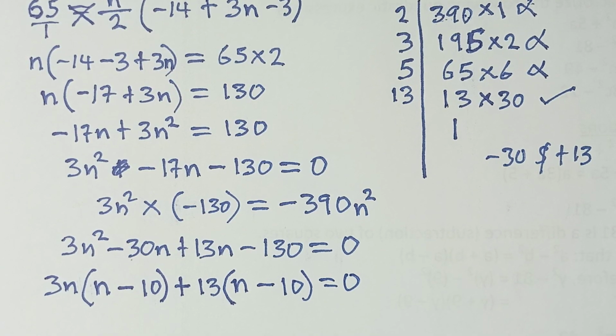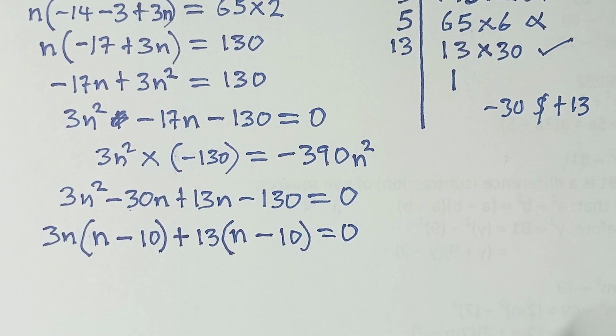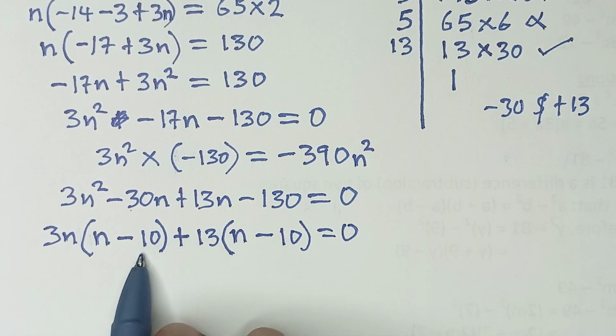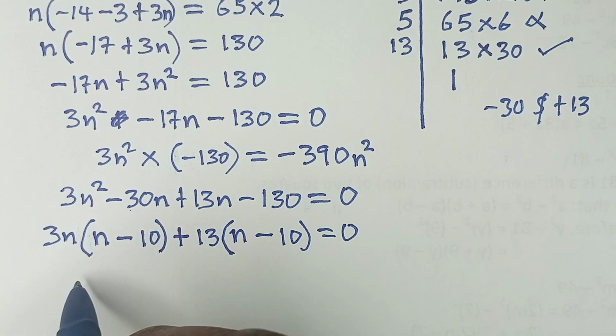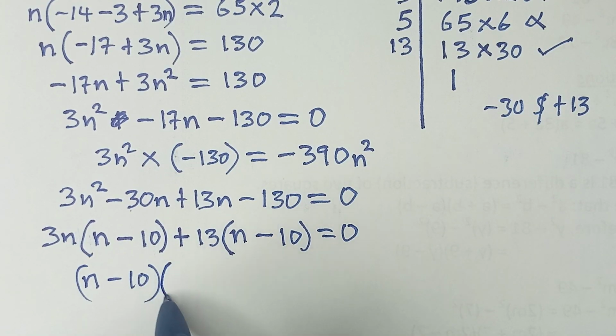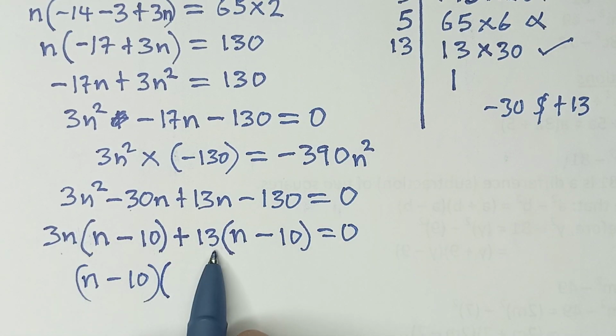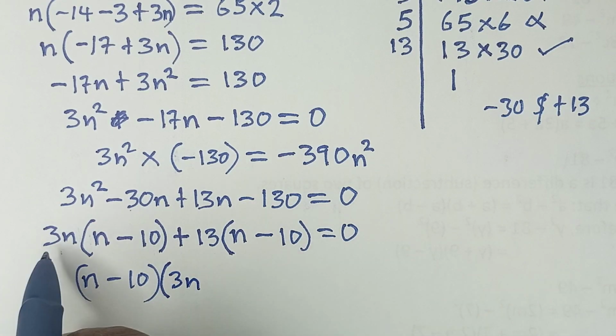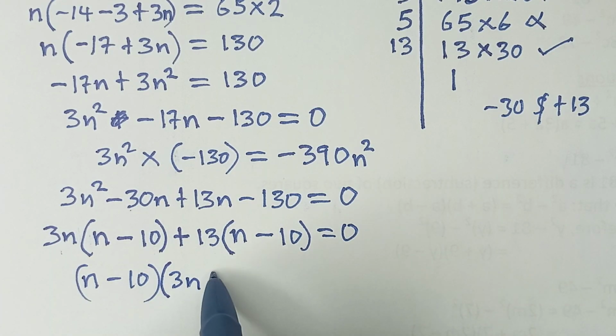So with this now, we can obtain the value of n. So what do we do to finally factor this quadratic equation? You take one of these same brackets. Just simply take one, that is n minus 10. That is the trick to apply. Just simply take one, and then you open up bracket. Take these two terms outside the bracket. So I have 3n, write the first one here, and then plus 13.